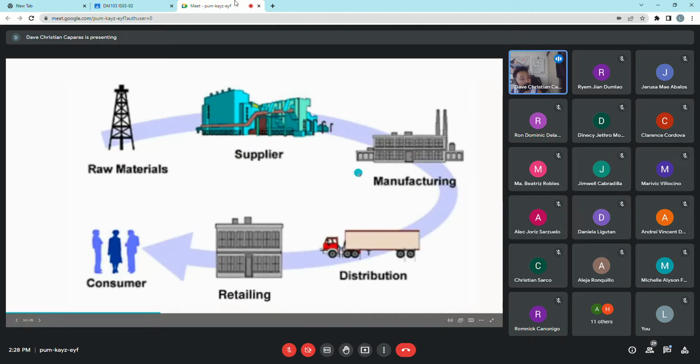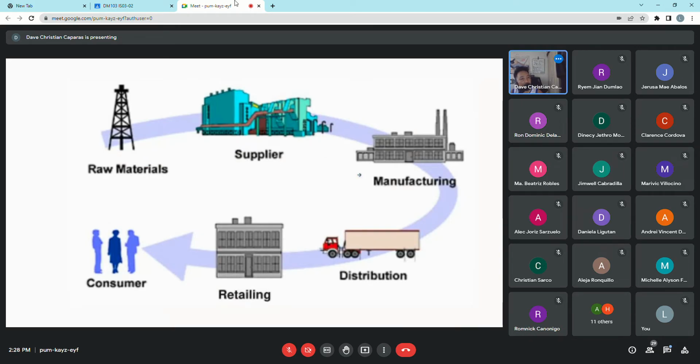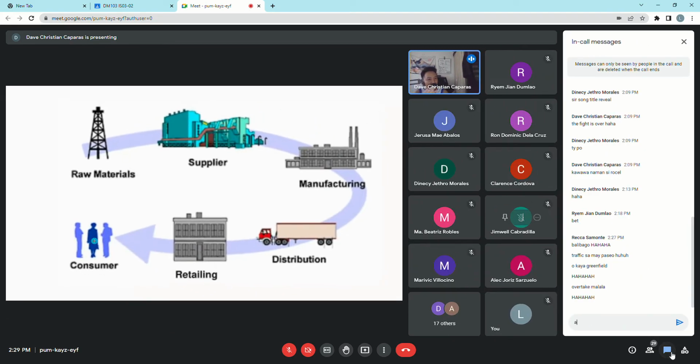Ganyan yung itsura niya for you to better understand the supply chain. So raw materials will be extracted by the supplier, and then the supplier will be delivering that to the manufacturing company. Then the manufacturing company, once na produce na yung item, magdadaan niya sa distribution centers, and then the distributors will be distributing the product to various wholesalers and retailers. And that's the time that it will only be available to the consumers. Okay, so that is the supply chain.